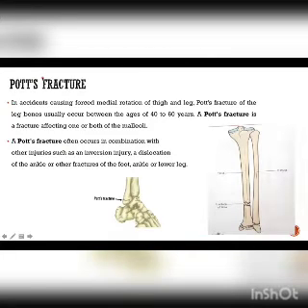Pott's fracture, also known as Pott's syndrome or Dupuytren's fracture, is an archaic term loosely applied to a variety of bimalleolar ankle fractures. The injury is caused by a combined abduction and external rotation from an eversion force. It is usually very common in ages between 40 to 60 years, in which accidents causing forced medial rotation of the thigh and leg occur. See, this is the fibula, and this is the very common site of Pott's fracture.